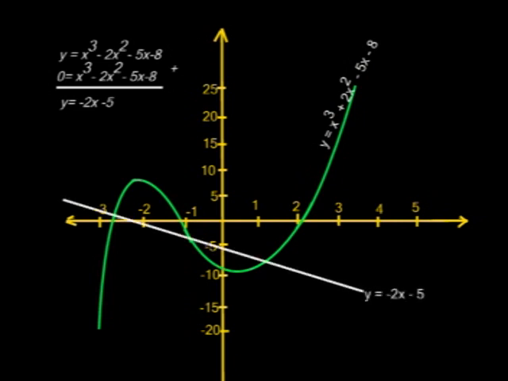Now the line cuts the first curve at the points x is equal to minus 2.7, x is equal to minus 0.8, and x is equal to 1.5. And these are the solutions of the equation minus x cubed minus 2x squared plus 3x plus 3 is equal to 0.